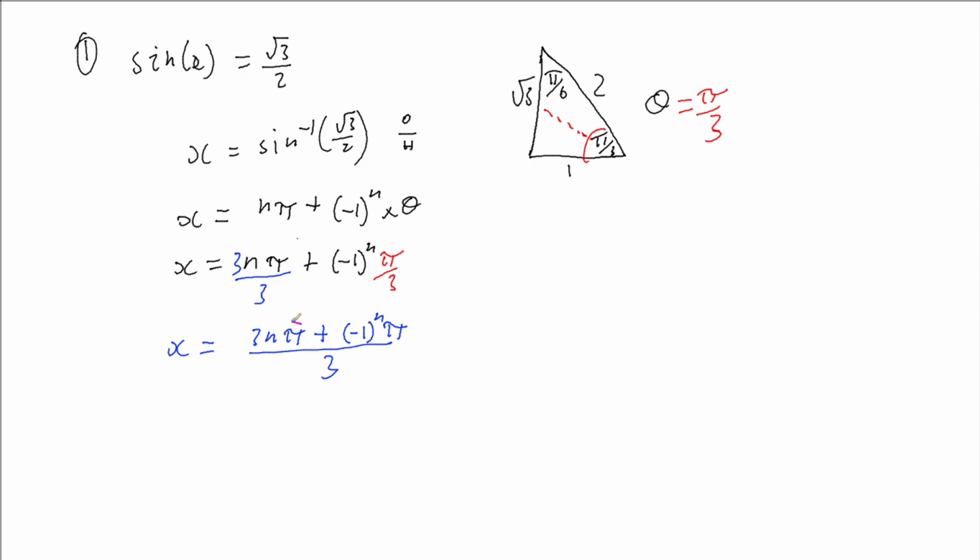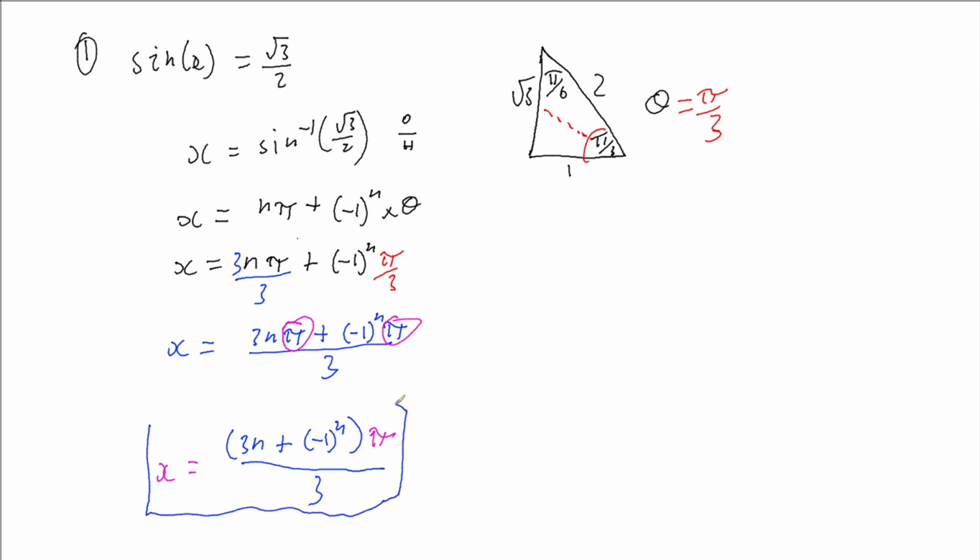Now the last thing we can do is they both have this pi in there, so we can factorize out pi. So inside the brackets I'm still going to have 3n, and I'm still going to have this negative 1 to the n, but on the outside I'm going to bring out that pi. And of course, we're still going to have over 3. And that's the general solution to our initial trig equation, sine of x equals root 3 over 2.